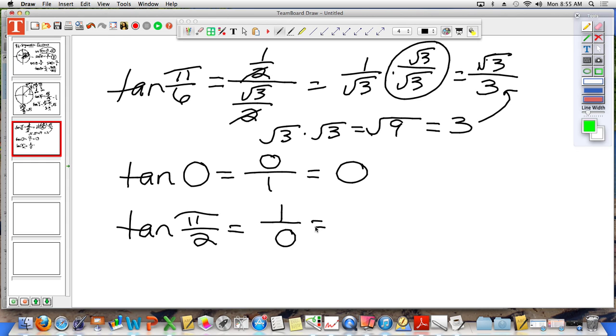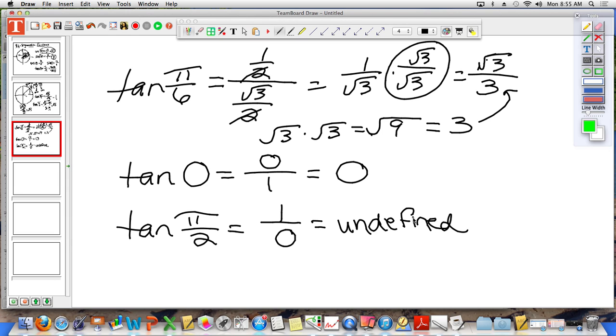And it just so happens that pi over 2 in this function is called an asymptote. But we're not going to get into that. If you were to graph this, there would be an asymptote at pi over 2. But all I am concerned about at this point is that you know that the tangent of pi over 2 is undefined.